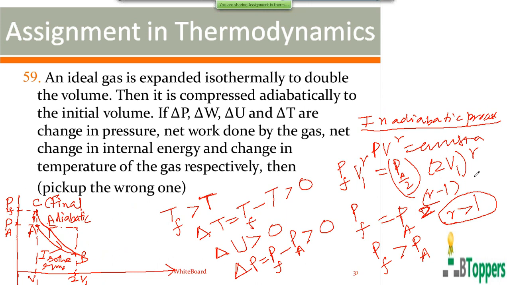So look at the graph here. The process from A to B, as shown initially, is isothermal expansion from volume V1 to 2V1. At the beginning of the isothermal process, pressure is PA. The final pressure at the end of the isothermal process is PA by 2. Next, it is compressed back to the original volume V1. So see the final state at the end of adiabatic compression.